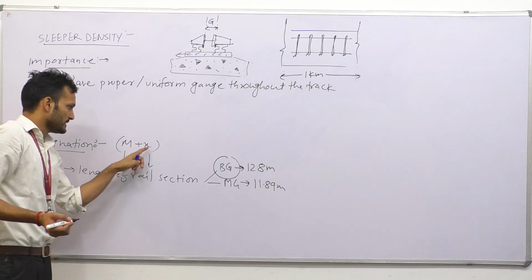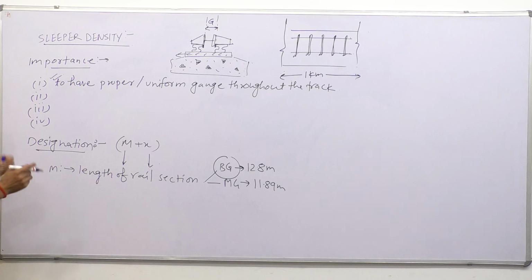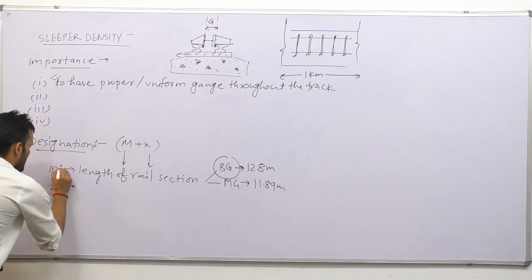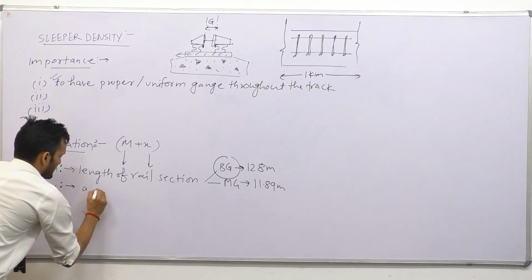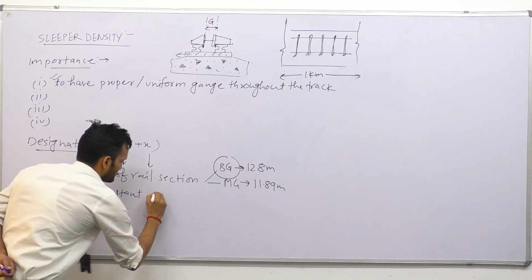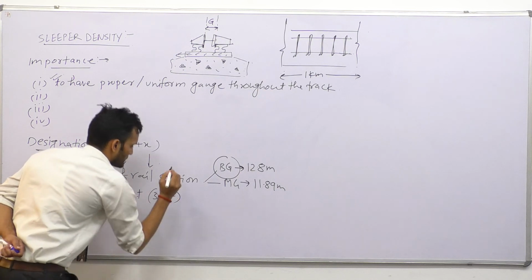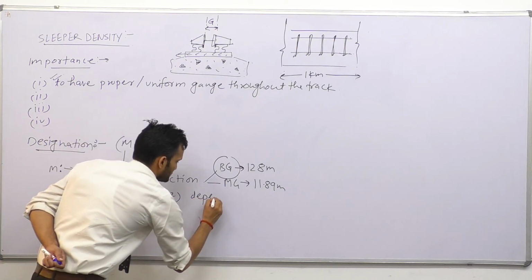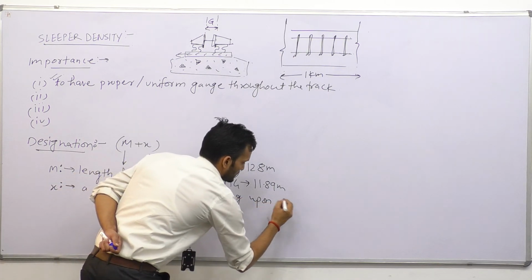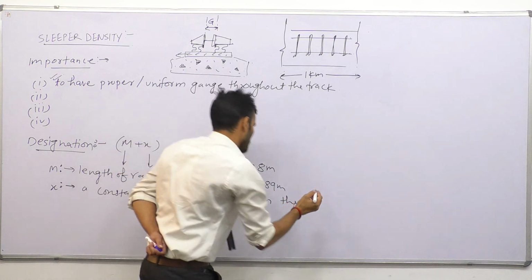Now what is this X? X is a constant. X is a value which depends on the position or location of the sleepers being laid. So firstly I will write this. What is this X actually? X is a constant which varies from 3 to 7, depending upon the location of sleepers being laid out.